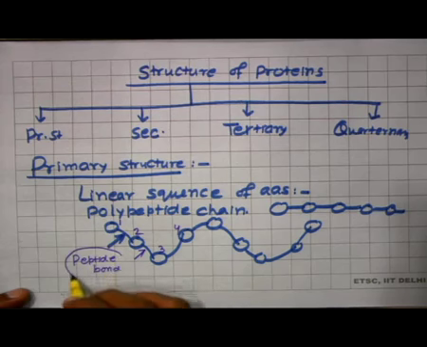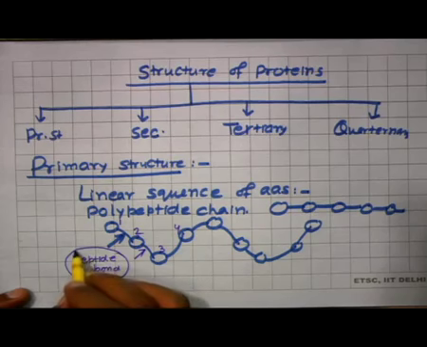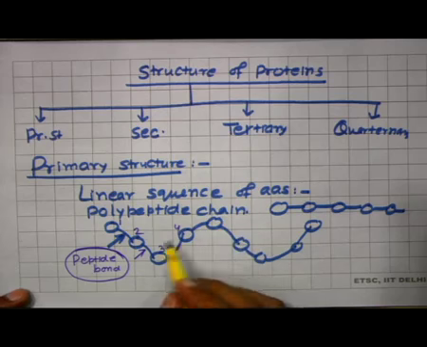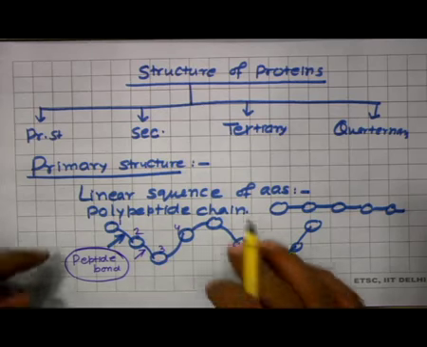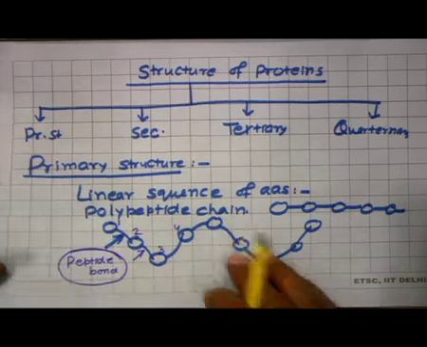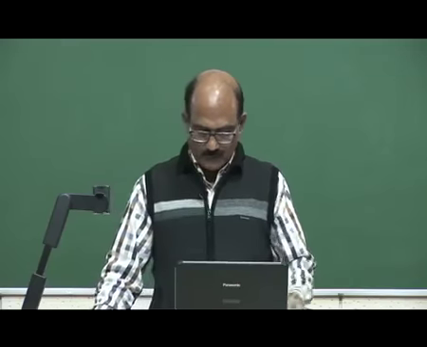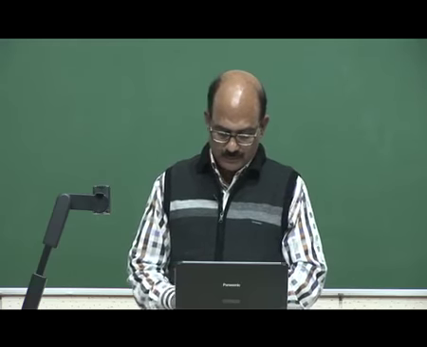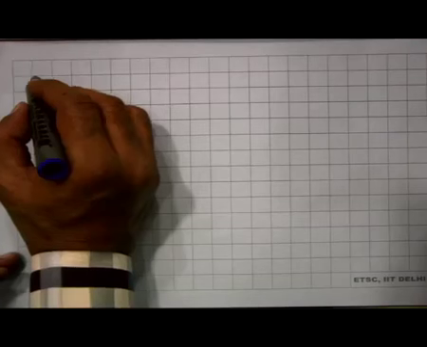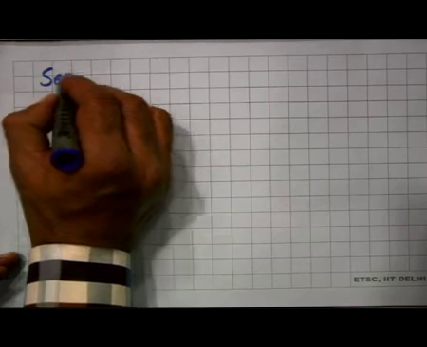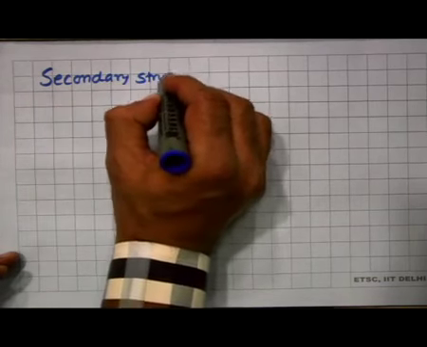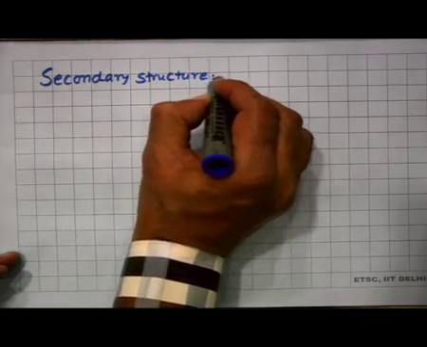In between all the amino acids, there will be the peptide bond. If at the time of protein synthesis the amino acids are linearly arranged and the peptide bonds are present between them, then this sequence is called the primary structure of protein. Next one, secondary structure of protein.